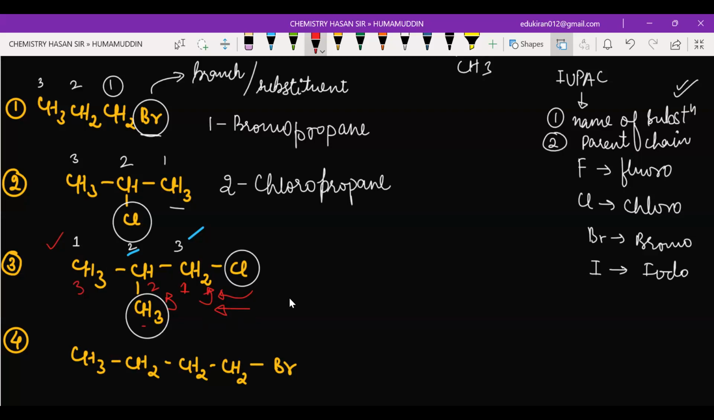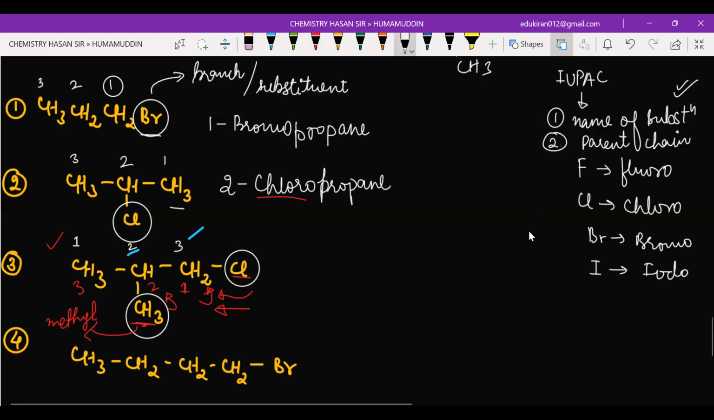So numbering is very important. If you have done numbering correctly, you can write the name easily. Now you have two branches, Cl, that is chloro, and CH3, this is your methyl. Are you aware of this methyl, ethyl, propyl, butyl? Yes or no? Yes, sir, yes.